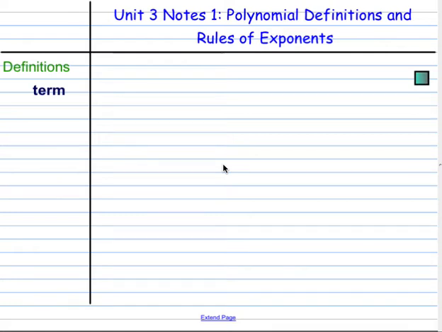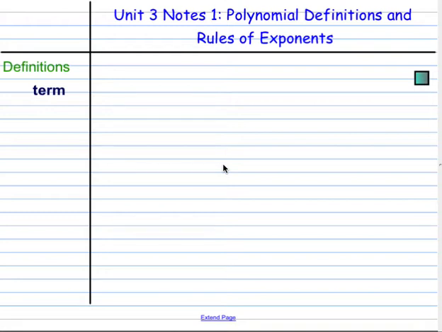Today we're going to start off by talking about Unit 3, Notes 1. This is our very first notes video of Unit 3. We're just going to go over some definitions, some stuff you need to know for this unit. Today's going to be a lot of vocabulary, and these are good words to be using when you're filling out those CFAs in the future.